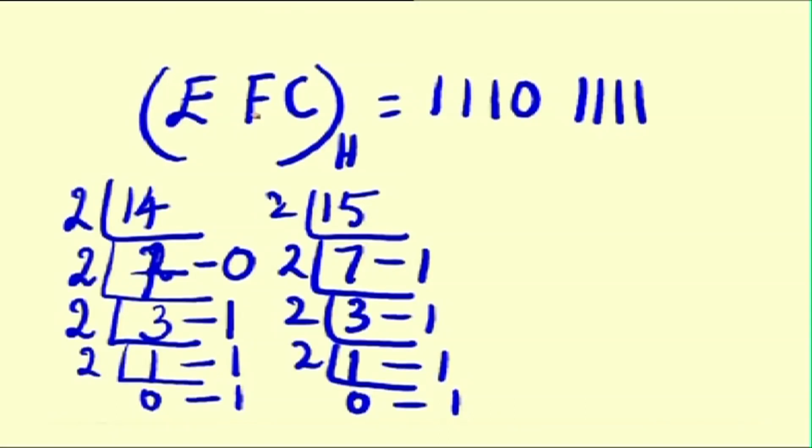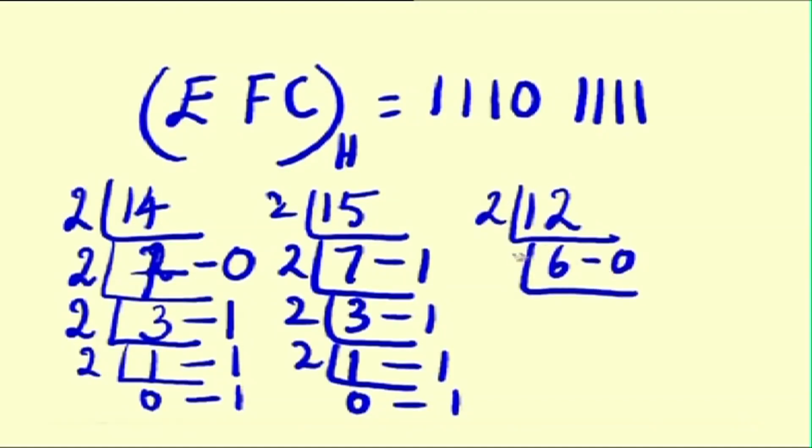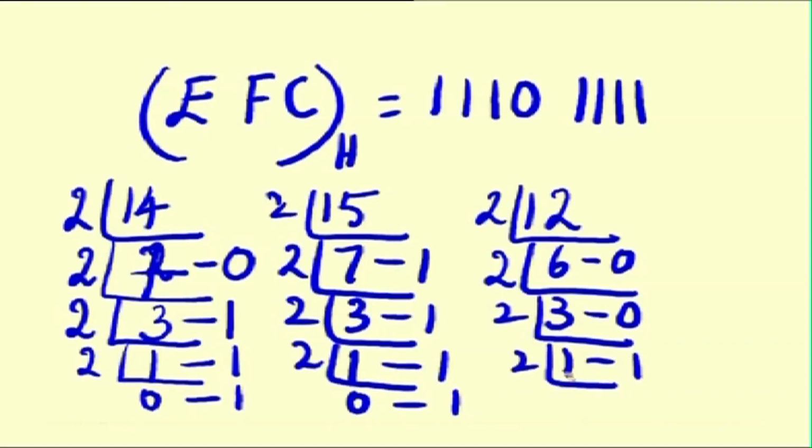Now, what is C? A, B, C, it should be 12, right. So, 12 divided by 2, you get 6 and a 0. Again you divide by 2, you get 3 and a 0. You divide again, you get 1 and 1. You divide again, you get 0 and 1. So, what is the answer? You are getting 1 1 0 0. So, this is the binary equivalent of EFC, which is a hexadecimal number.